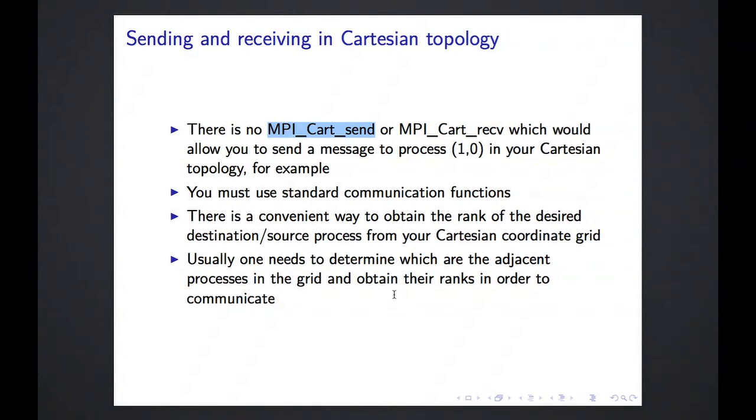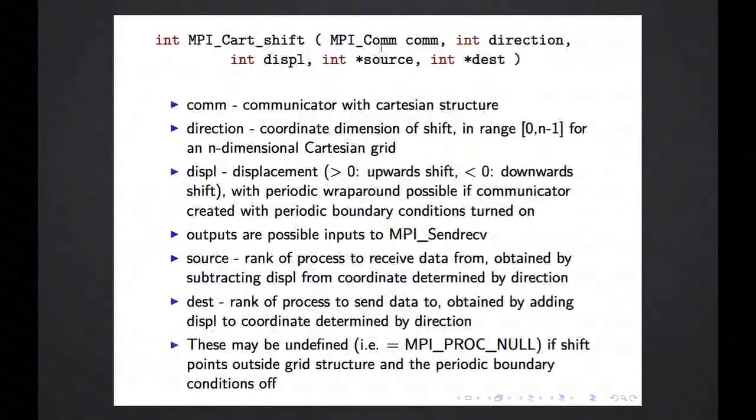And usually, whenever you're dealing with a process in the Cartesian grid, you want to communicate between neighbors. So you want to have your neighbor to the left, to the right, and up and down. The way to figure out who your neighbor is, is to use an MPI function called MPI Cart Shift. So what are the arguments? You have your Cartesian communicator.